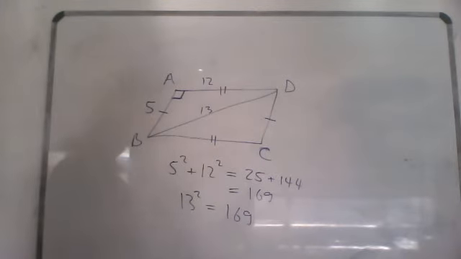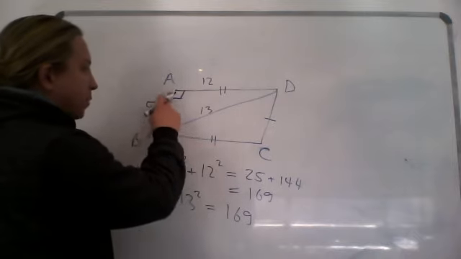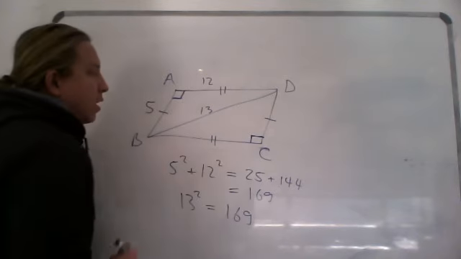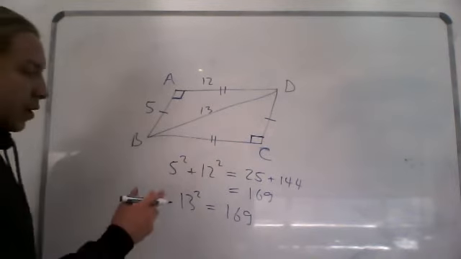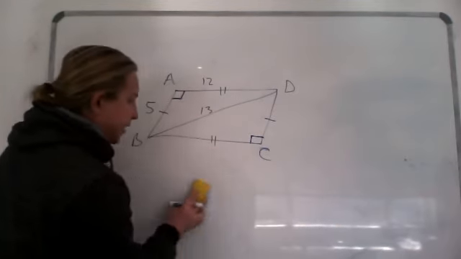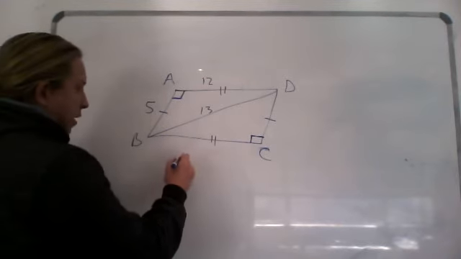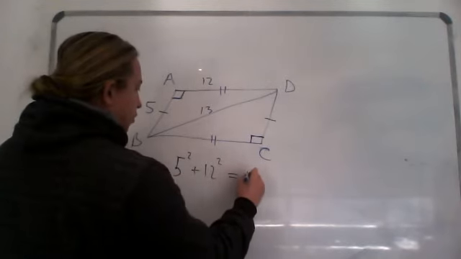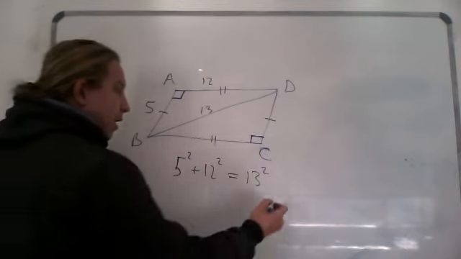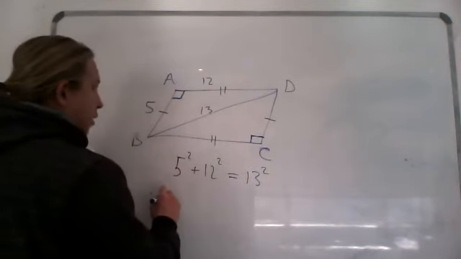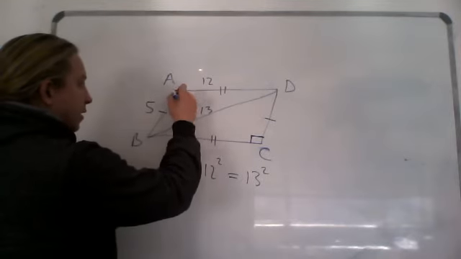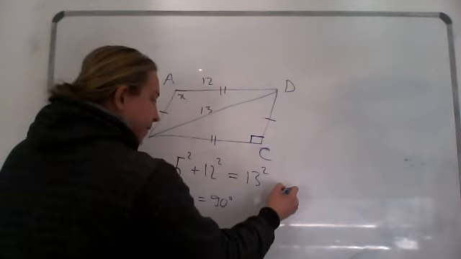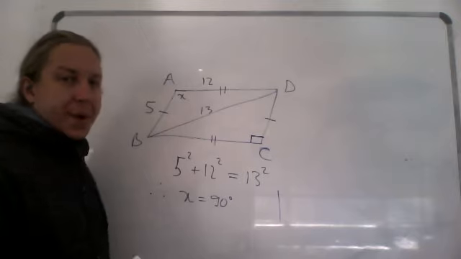Well, if that's 90 degrees, it means that, remember, opposite angles are equal. Okay, so if that's 90 as well, okay, well, remember, we have to justify this. So we have to say that 5 squared plus 12 squared equals 13 squared. Okay, therefore, angle x equals 90 degrees. The reason for this is converse of the Pythagoras theorem.